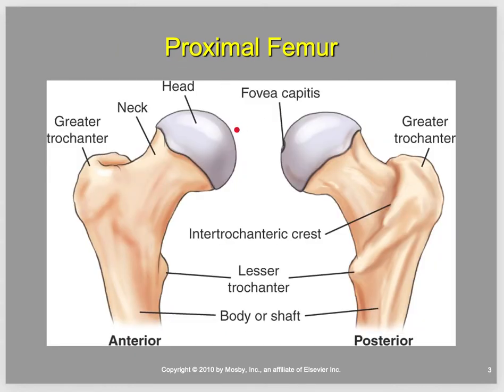So your proximal femur, you have the head of the femur, this little indent right here that we've talked about, the fovea capitis. We have the neck of the femur. We have the greater trochanter here, the lesser trochanter on the inside. We have the body or the shaft of the femur. You're seeing an anterior and a posterior view of this proximal femur.